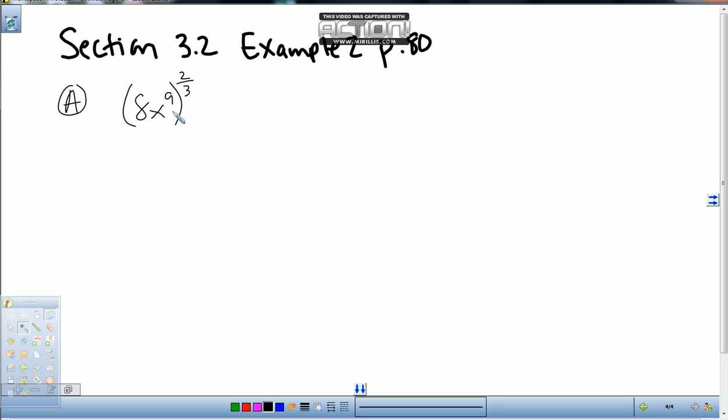All right, so I see a product going on inside the parentheses with the power out here. So this is a power of a product. I'm going to go ahead and rewrite that, distributing my power. So that will be 8 to the 2/3 power times x to the 9th to the 2/3 power. I'm going to write over here in a side note that I used power of a product.